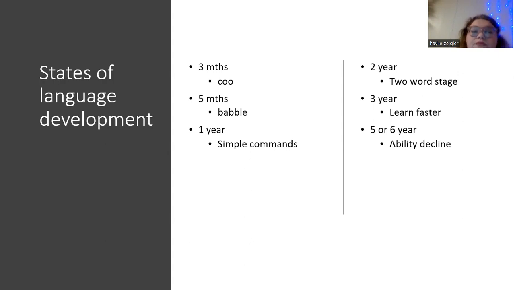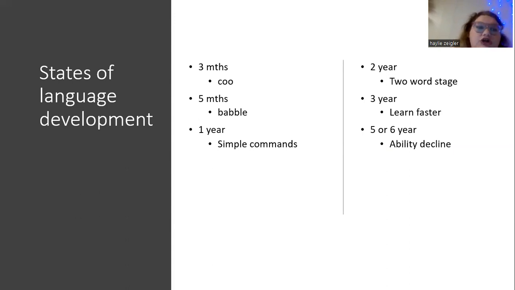At 1 year, we can follow simple commands, which brings in our comprehensive vocabulary versus our active vocabulary. We are able to understand more than we are actually able to speak. And we can understand simple commands such as bring this to this person, because we're able to take out bring and a person's name, and we can then know that we are supposed to take this to them. At 2 years old, we begin the 2-word stage, meaning we can say mama, food, and that means we want food from our mother. And we're able to communicate better.